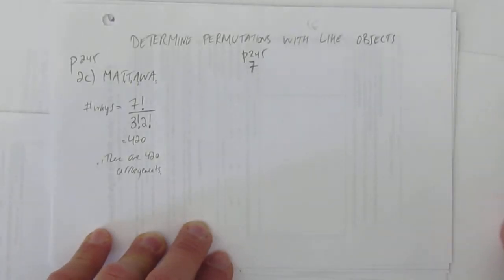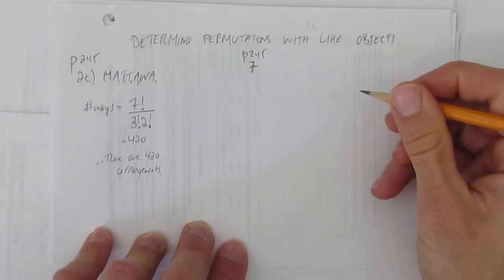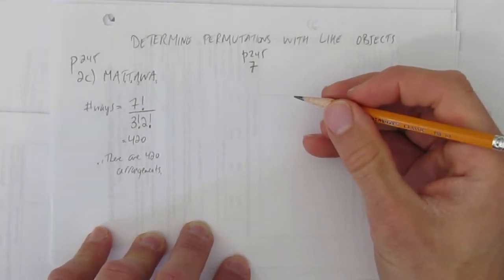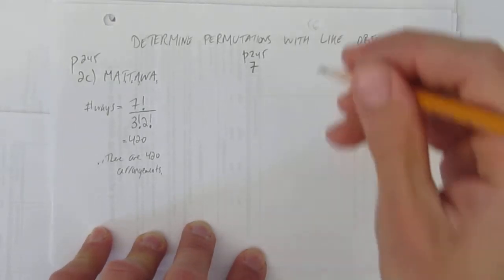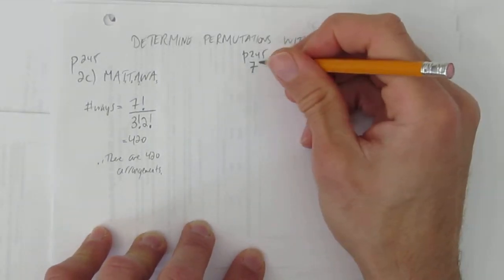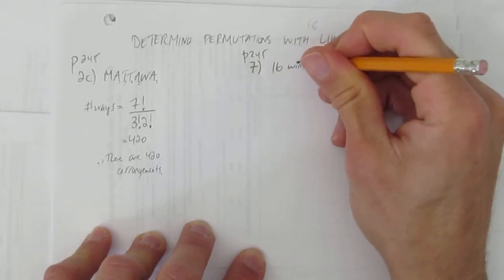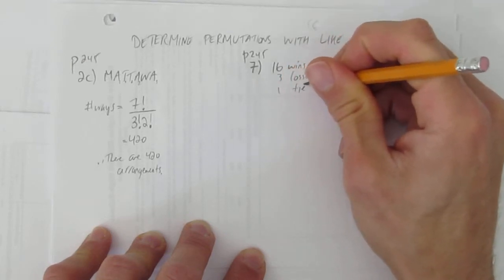Also from the same page on your textbook, page 245, number 7, it describes Catherine's soccer team played a good season, finishing with 16 wins, 3 losses, and 1 tie. In how many orders could these results have happened? Well, let's write that down. 16 wins, 3 losses, and 1 tie.